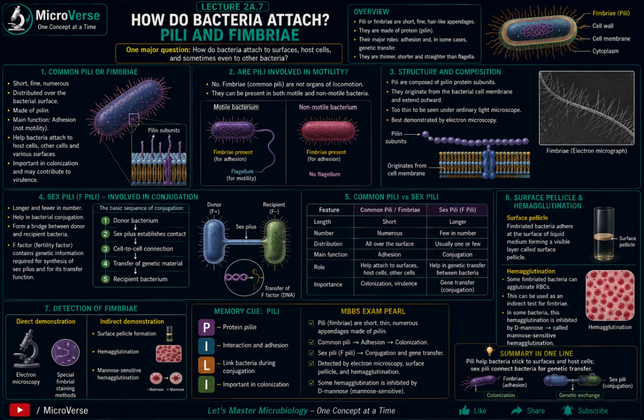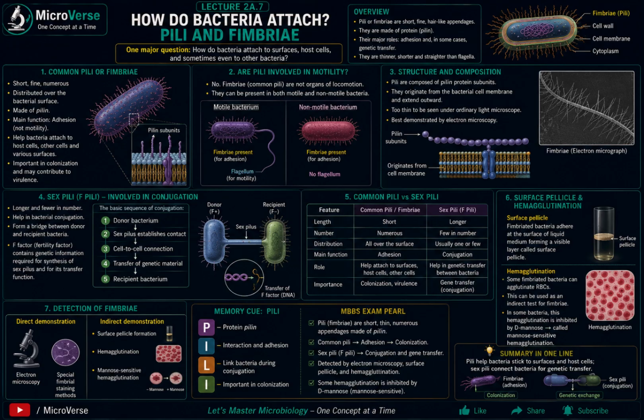The next is sex pili. Now let's move to a special type, sex pili, also called F pili or fertility pili. So these differ from common fimbriae. They are generally longer and fewer in number. Their major role is not ordinary adhesion to the host cell. Instead, they are involved in bacterial conjugation.